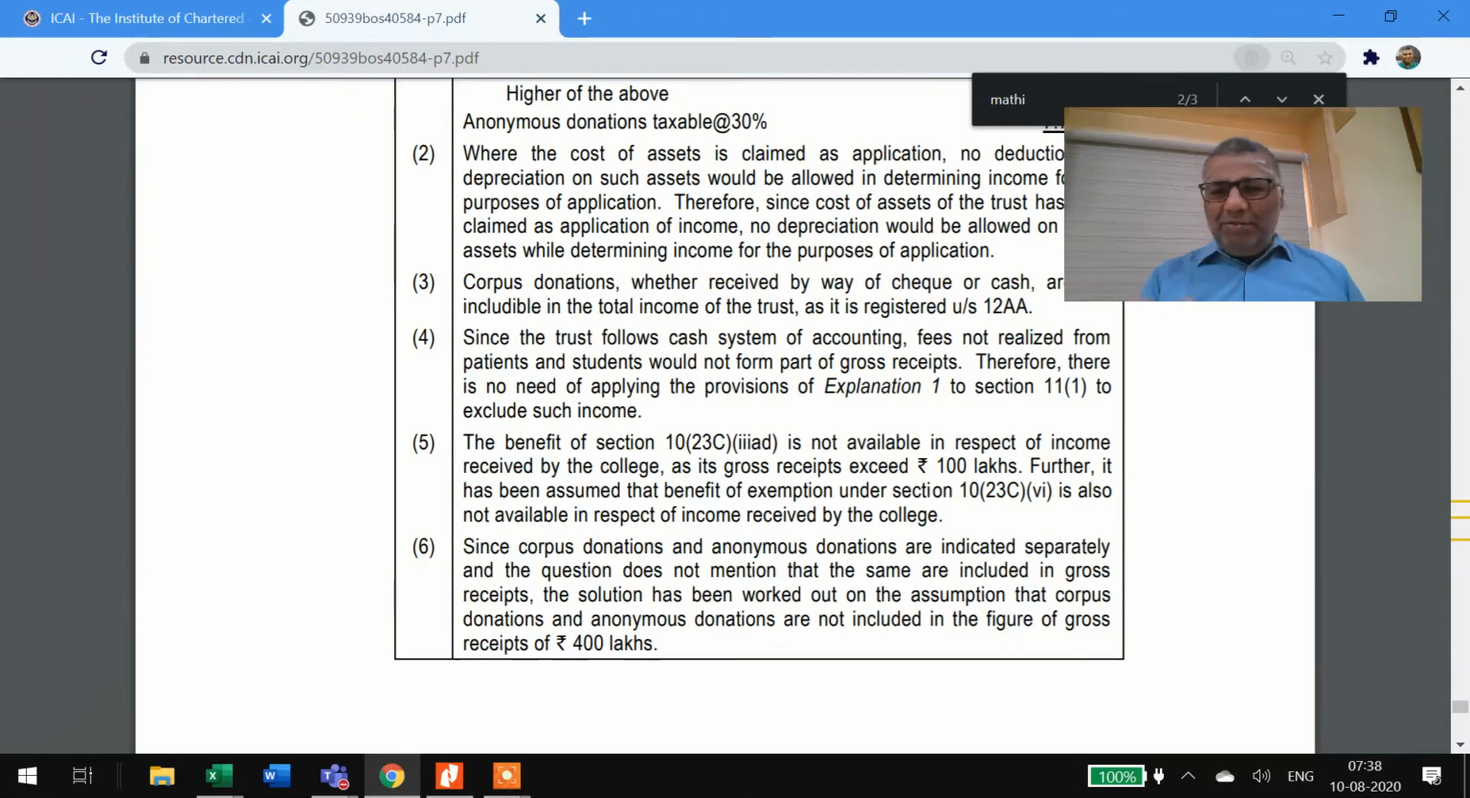We will not write all this, but look, they have answered. Since corpus donation and anonymous donation are indicated separately and the question does not mention that the same is included in the gross receipts, the solution has been worked out on the assumption that gross corpus donation and anonymous donation are not included in. I accept that these are unwanted notes, but please take the obvious in the examination.